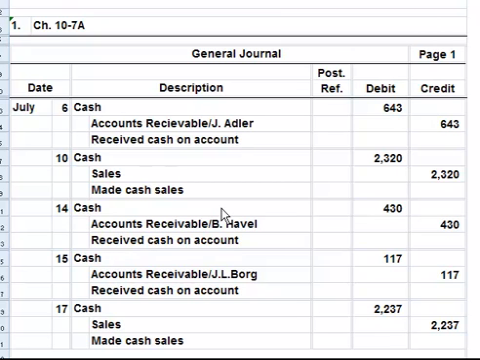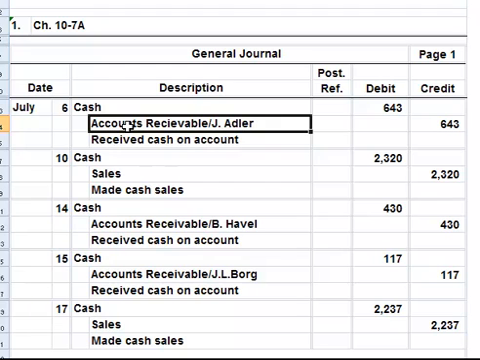So on page 384, 10-7A, we're going to journalize the cash receipts of the following transactions. On July 6th, it says that James Adler made payment on account $643. Well, anytime anybody makes payment on account, that means they're paying us cash. So we're going to increase our cash for $643. But because he's paid us, he no longer owes us the $643, so we're going to credit our accounts receivable, and we're going to further credit his specific account, J. Adler, showing that he, in particular, no longer owes us that $643.